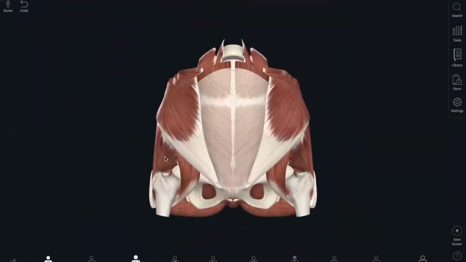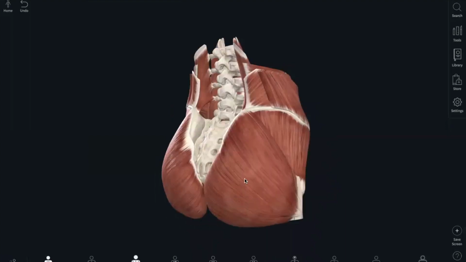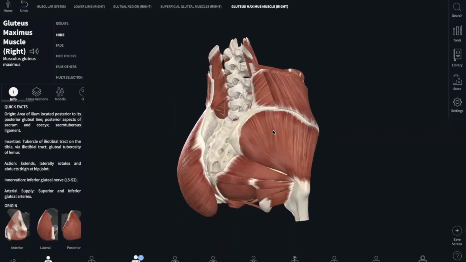All right. So superficial muscles, a recap: gluteus maximus, medius, minimus, and the tensor fascia lata. Superior gluteal nerve supplies everything apart from the maximus, which is supplied by the inferior gluteal nerve.